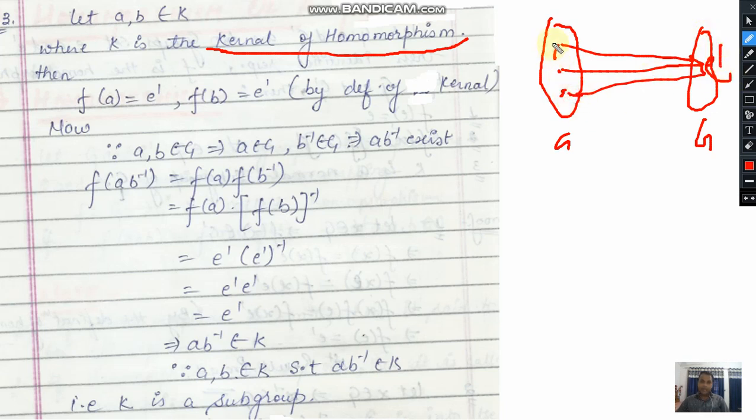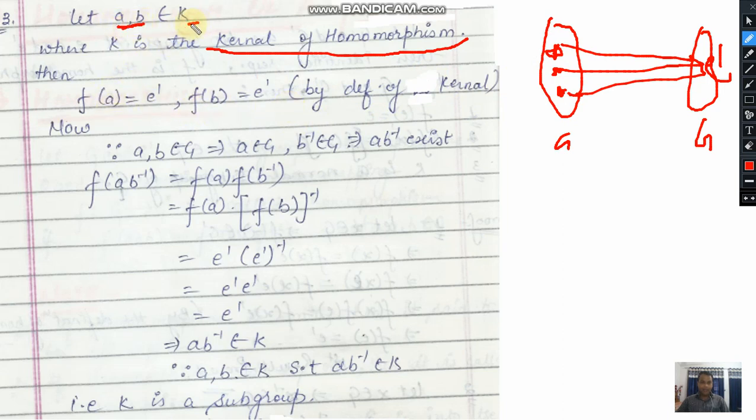So first we will prove that these 3 elements, or more than 3 elements, these are just an example. We are taking only 3 elements, but the number of such type of elements may be more than 3. So the number of such type of elements will create a subgroup. To prove this, first we will take 2 elements in K.